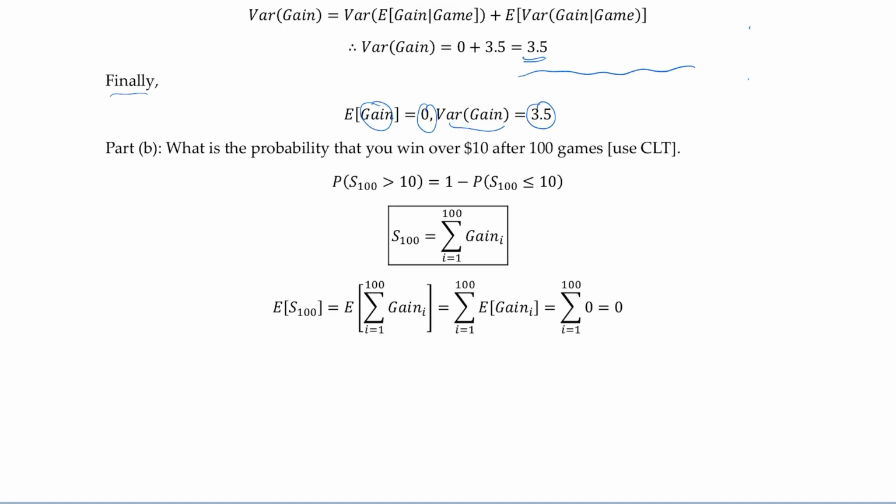Right, part B of this problem is: what is the probability that you win over $10 after 100 games, and use central limit theorem. Okay, so this is the expression that we need to compute, and we can write it that way. And the expression for S100 is this, right?